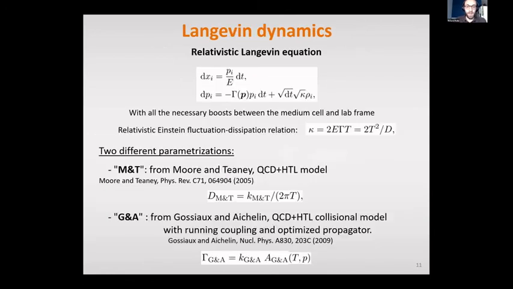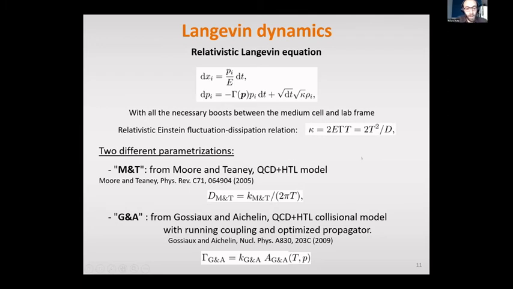Okay, so now it's done with the energy loss. Now about the Langevin dynamics. We use the usual relativistic Langevin equation, as you already saw many times today. We perform all the necessary boosts, and we use the relativistic Einstein fluctuation-dissipation relation. For the diffusion coefficients, we use 2 different parametrizations. One comes from Moore and Teaney. It's the famous QCD plus HTL model that gives this formulation here. And we need to fix the parameter which is called K here, K and T here.